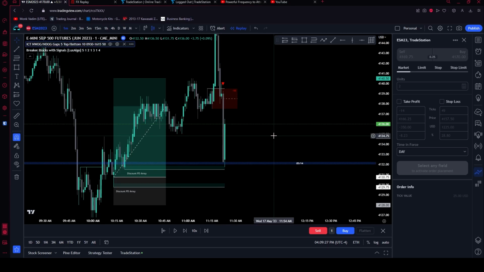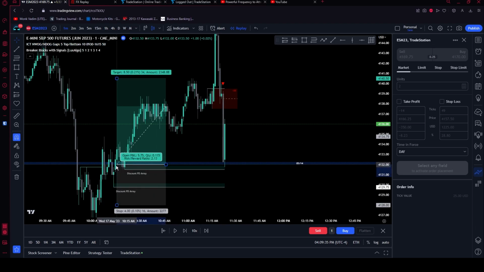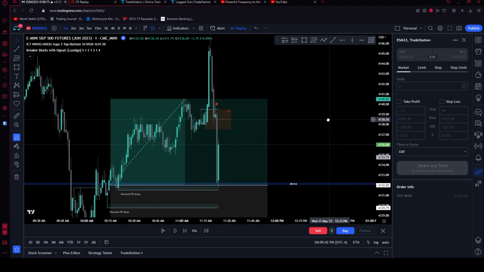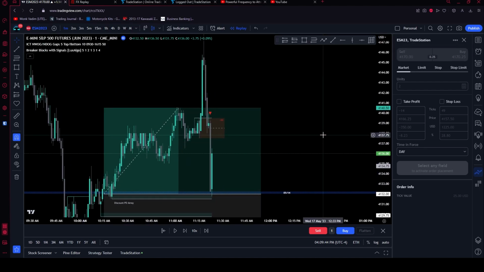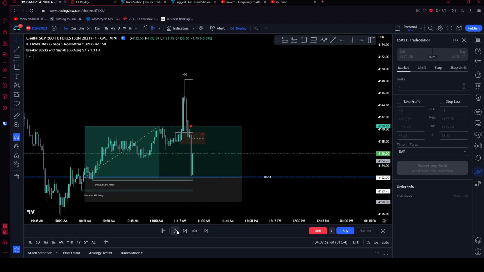I don't remember what I entered on, but looking at the screenshot I took, my entry was not at the middle of that. It was like right around here, right around the bottom of the new week opening gap. So it tapped my entry again, and if I had been ballsy, I'd have entered again. But watch what happens from here.